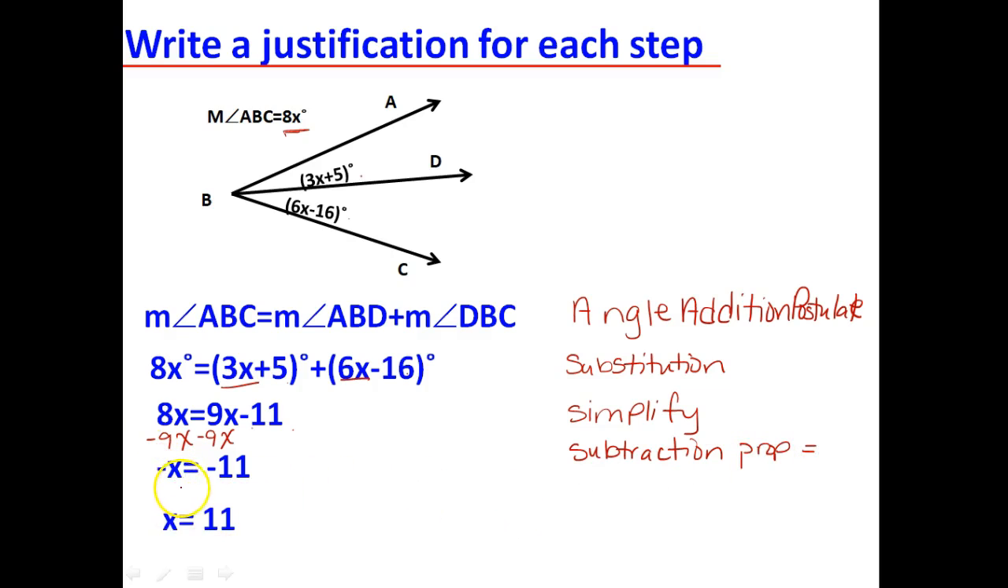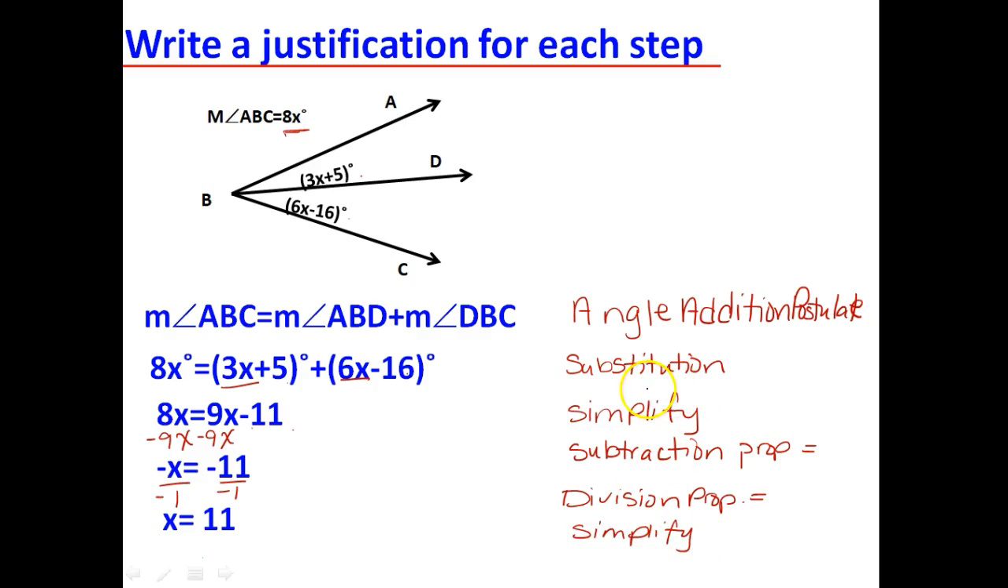And then it's just up to you how you were taught. Either way is fine with me. But let's say you divided both sides by -1 to get x equals 11, or you multiply both sides by -1 to get x equals 11. It's however you were taught. But I just used the division property of equality. And of course you simplify it.